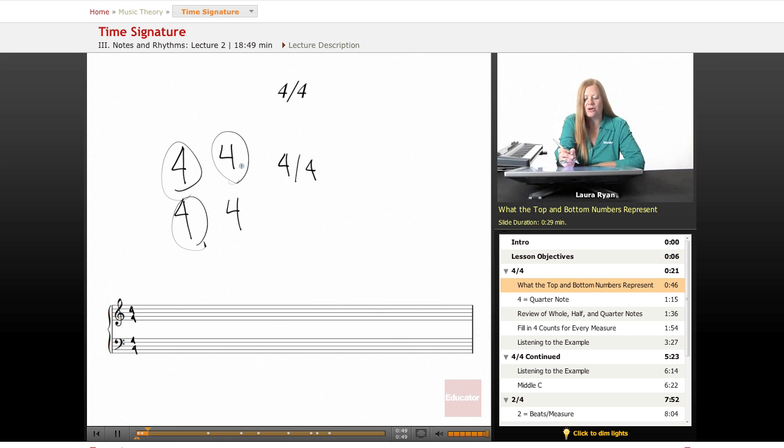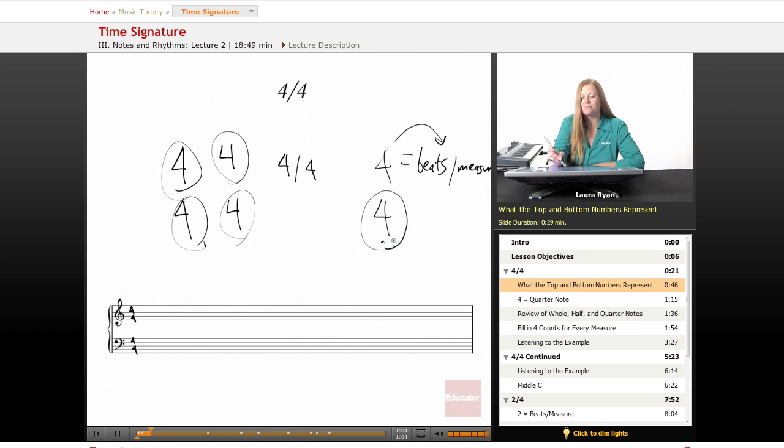The top number is indicating how many beats are in the measure. So there are 4 beats per measure. And the bottom number is indicating what kind of note is getting the beat. We just learned about our whole notes, half notes, and quarter notes. So the 4 is a stand-in for a quarter note. This means a quarter note. This is something you're going to see a lot.